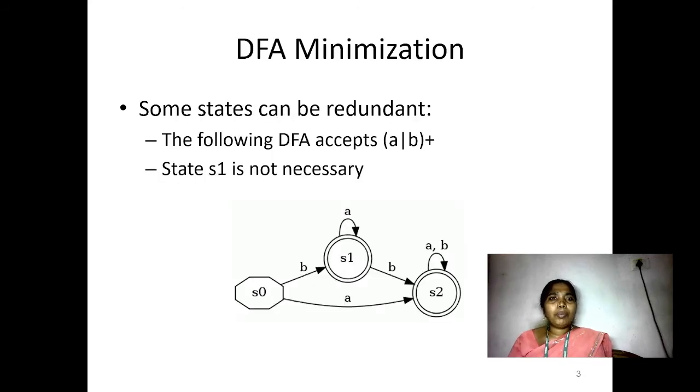Now, what is DFA minimization? Our optimization is minimization. We are supposed to reduce the number of states. How do we reduce the number of states? We are supposed to eliminate the redundant states. That is, duplication should be avoided. There should not be any redundancy.